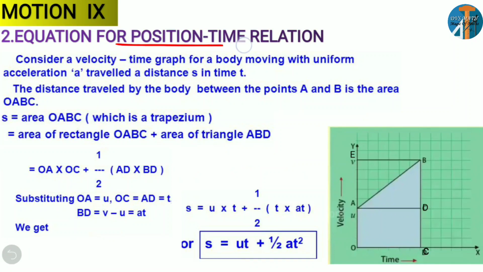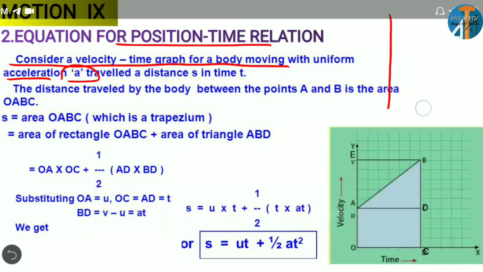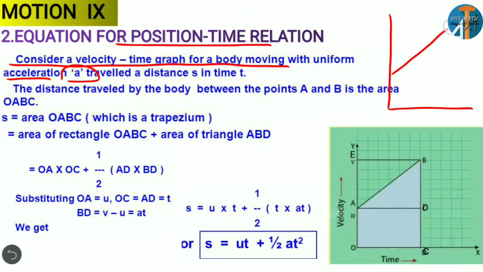Next is the position time relation equation. If we consider a velocity time graph of a body moving with a uniform acceleration a, here we are considering an object moving with uniform acceleration. If an object is moving with uniform acceleration, it always moves in a straight line.